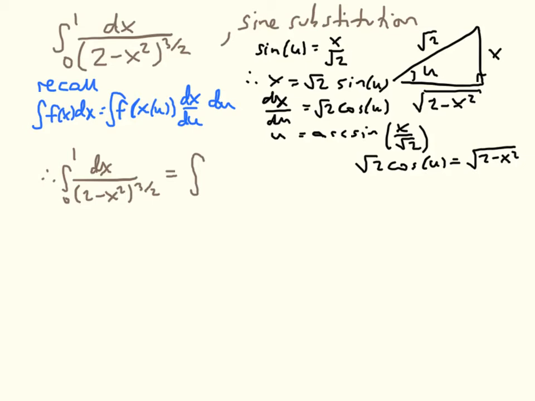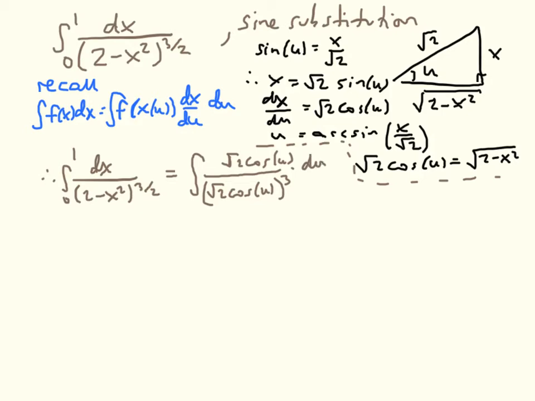So now, going back to our integrand, we have 1 over root 2 cos u, all cubed. We insert dx/du, which we have here. So that is, let's just put a dotted line here. We insert, let me write it on the top, root 2 cos u. That is the dx/du factor. And now we integrate with respect to u.